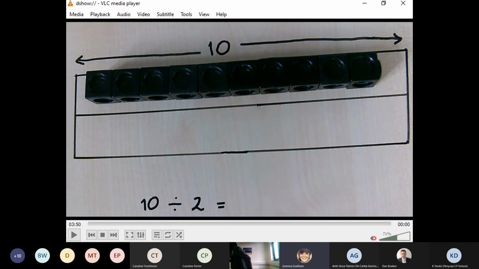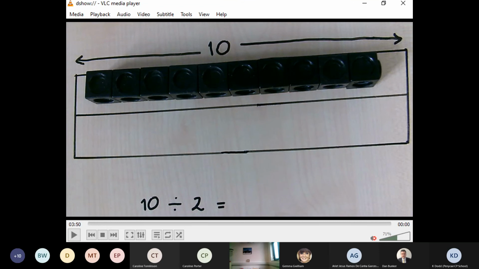Perfect. So as you can see, what I've set up here is a bar model inhabited by these multi-link cubes. Of course, you could be using Unifix as well. In its initial placement, I've said, okay, the whole here is 10, and I've got those 10 cubes here, 1, 2, 3, 4, 5, 6, 7, 8, 10 cubes to represent what we mean by the whole. And then if we're saying that we're going to do 10 divided by 2, well, what does that look like?